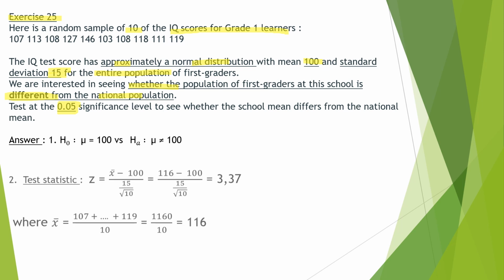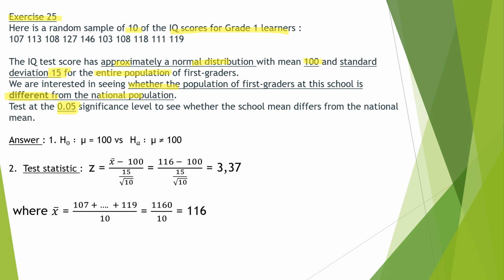The second thing we do is our test statistic, and we saw that this is what we had. So we had x bar minus mu divided by sigma over root n. So we just substitute everything. Your x bar is found using this formula. So you sum all of them up and you divide it by 10, or you can also use a calculator for it, I think a stat function or something. So your x bar is 116, your mu 0 is 100, your sigma is 15 as given in the question, and your n is 10. And the value that you got is 3.37. So this is your Z.